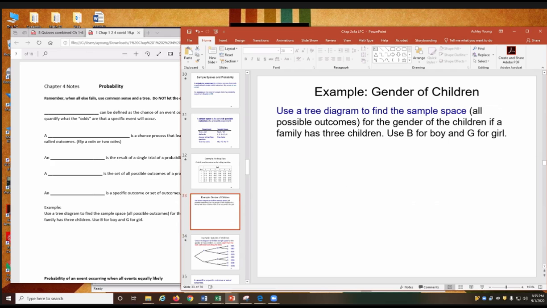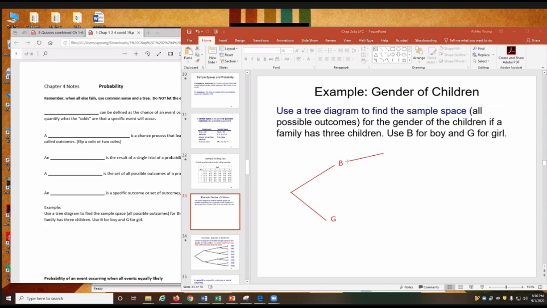So the first child, what could happen with the first child? It could be what? Help me out. Boy or girl. Great. So it could be a boy or a girl. And then the second child, what's up with that? It could be a boy or a girl. Right? Or if I got a girl first, on the second child I could have a boy or a girl.